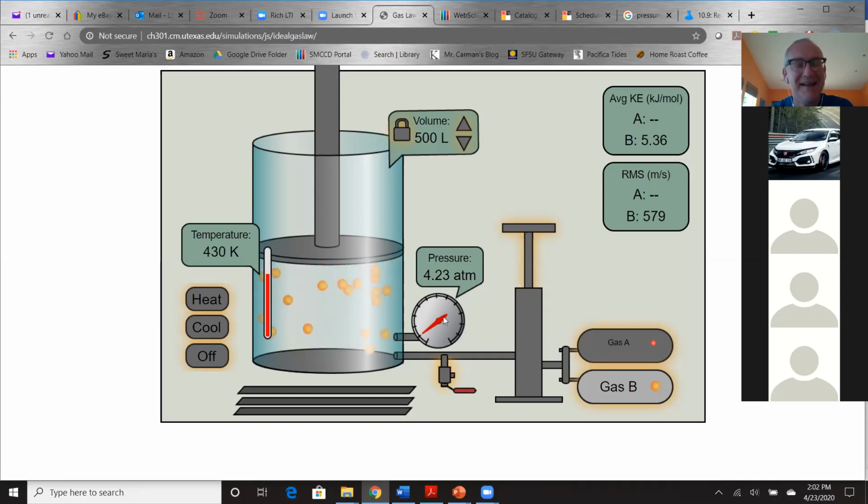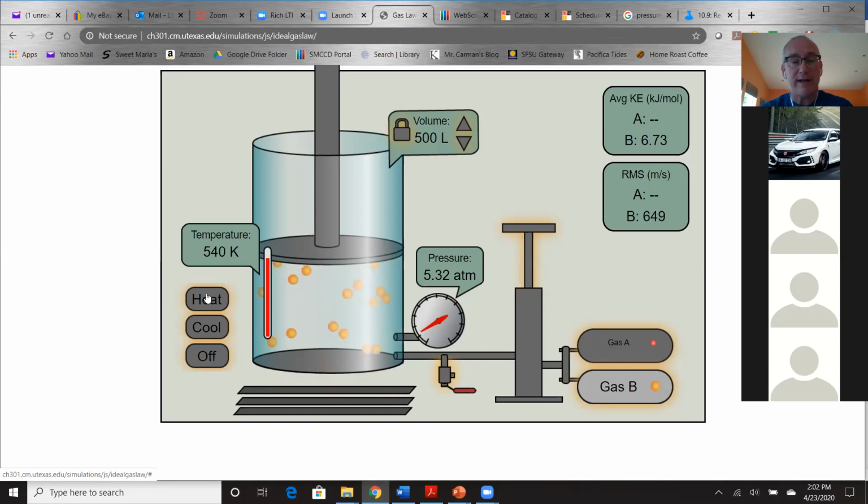Thank you. Yeah, the faster they move, the more frequently they will contact the side of the container. Just like the faster you drive your car, the more likely you are to hit a wall or a tree. So the same thing's happening here. As we increase these, so that's a 430. Let's increase the heat a little bit more.